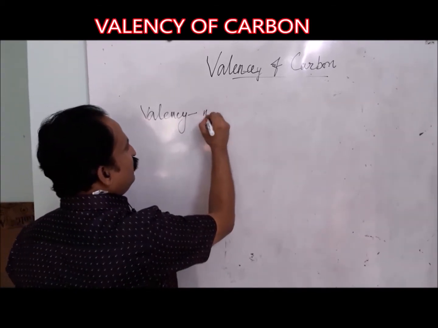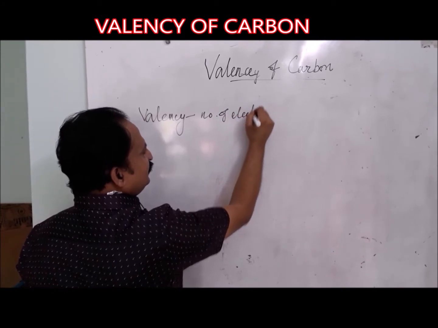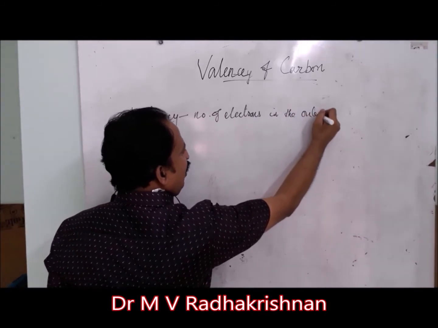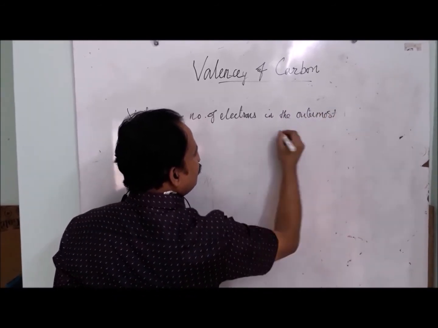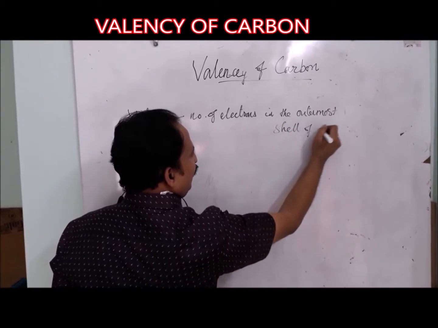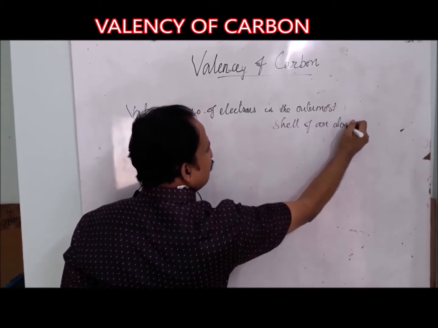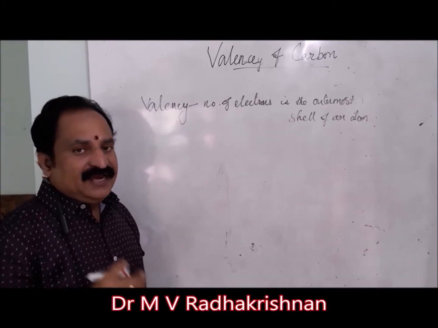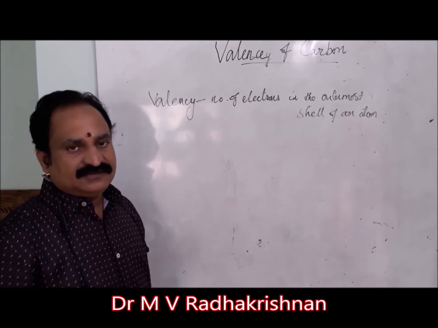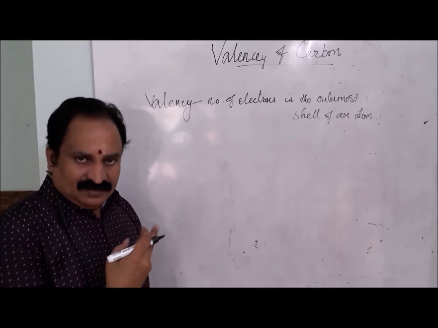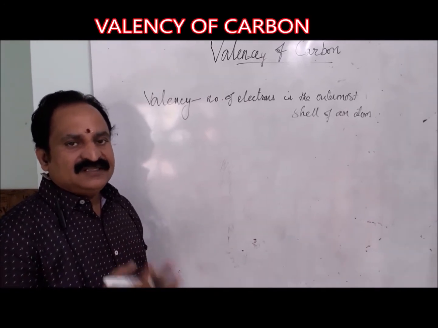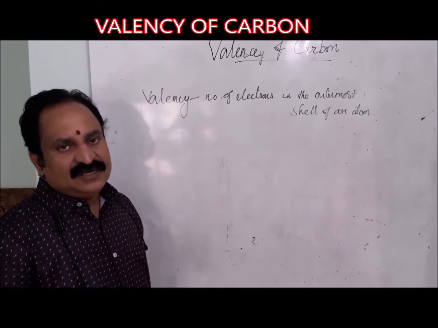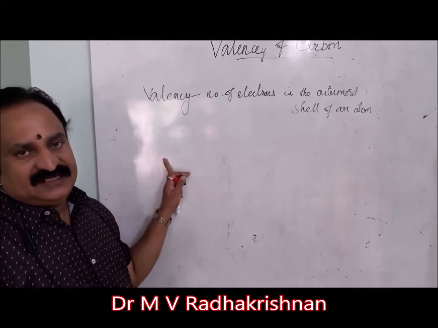That means the number of electrons in the outermost shell of an atom. This is a very simple definition. Valency means the capacity of an atom to lose or gain electrons. When atoms combine and form molecular compounds, the atom has the capacity to gain or lose electrons. That number is called its valency.